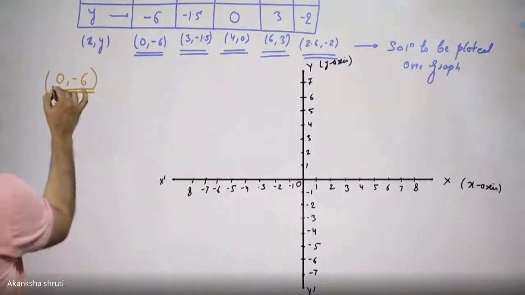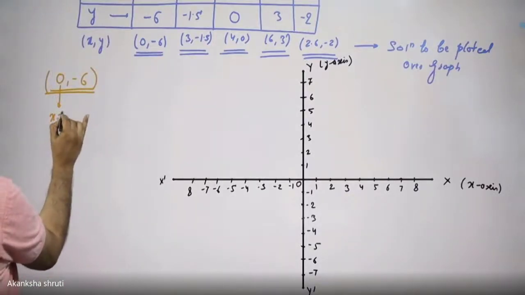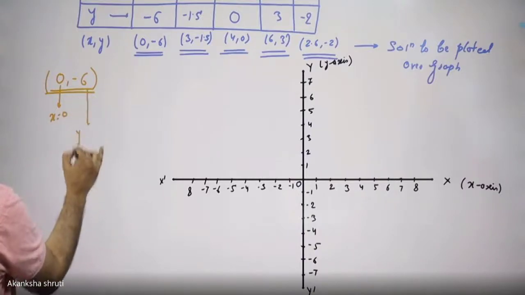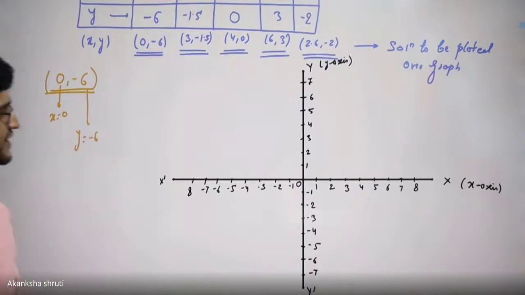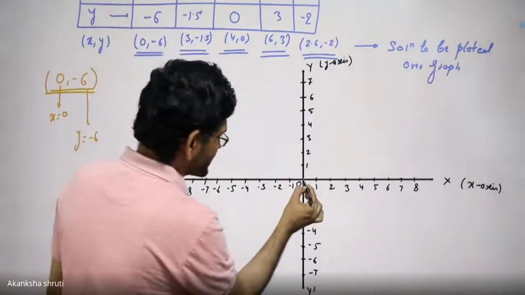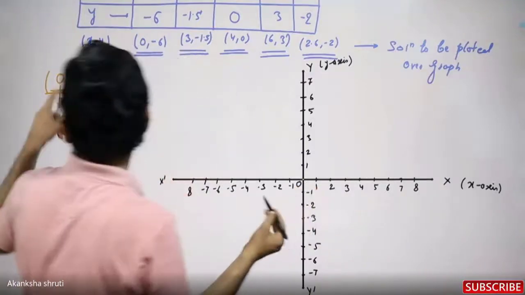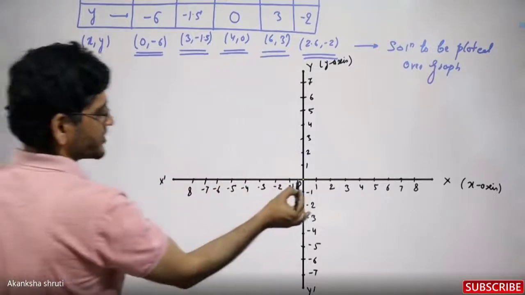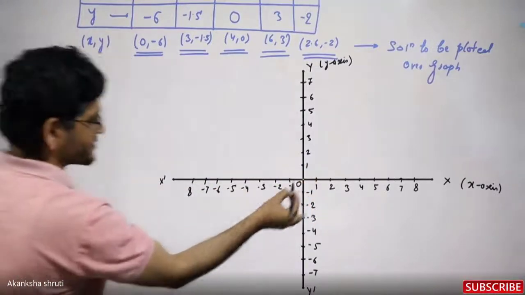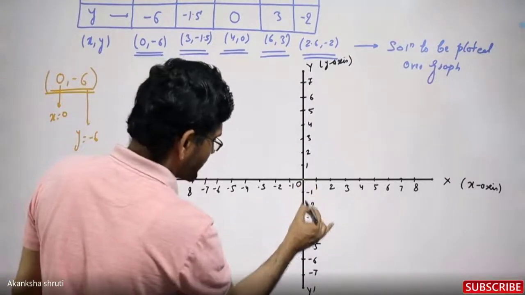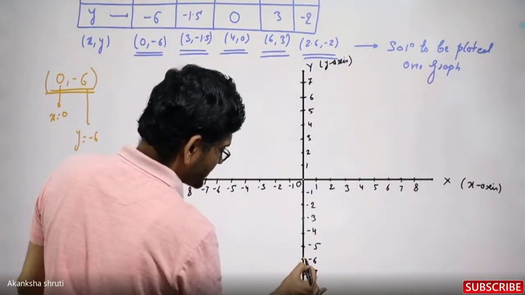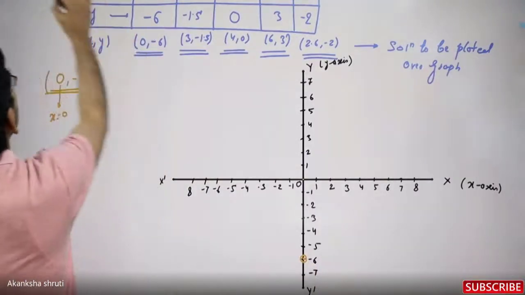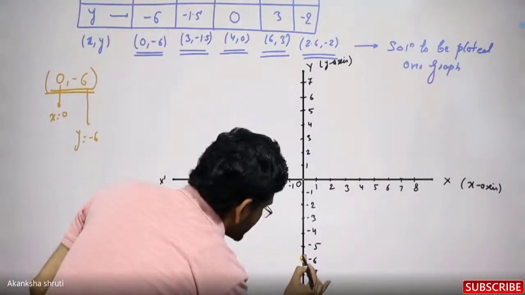Students, what does this tell? This tells that on the x-axis you need not move, but on the y-axis you need to move downward by 6 units. Starting from the origin on the x-axis, 0 means neither right nor left, no need to move. But regarding y-axis movement, it is saying minus, which means we have to go downward. We will go downward up to -6.